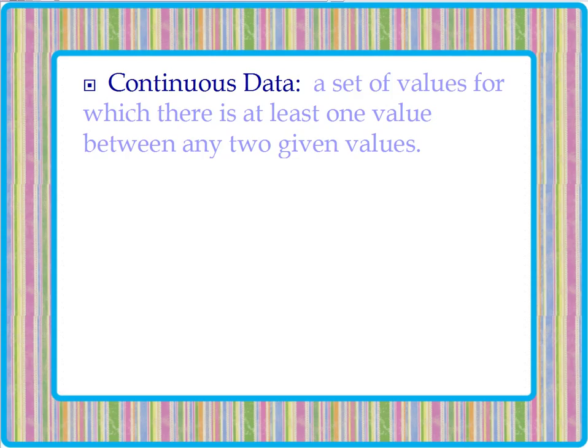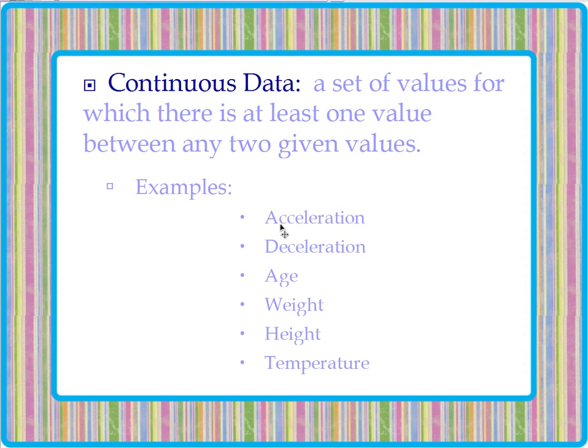Another example of continuous data is your age. You're not born one day and the next day you're 50 and the next day you're 12 and the next day you're 45 and the next day you're 18. You have to go through a natural progression of ages. You have to be 1, then 2, then 3, then 4, then 5, and so on. So continuous data, some examples are acceleration and deceleration, your age, your weight, your height, and like the temperature outside. Those are all good examples of continuous data. Data that does not jump around.